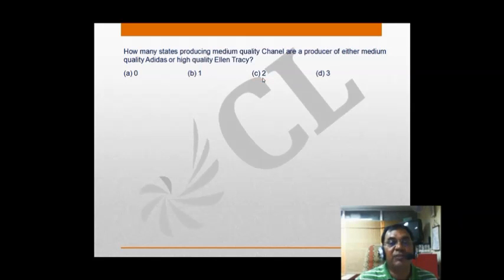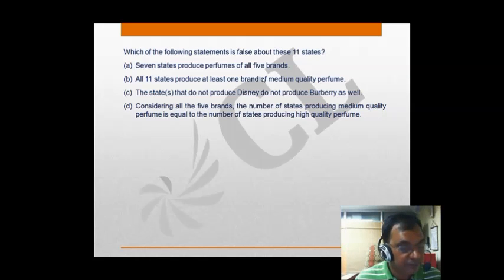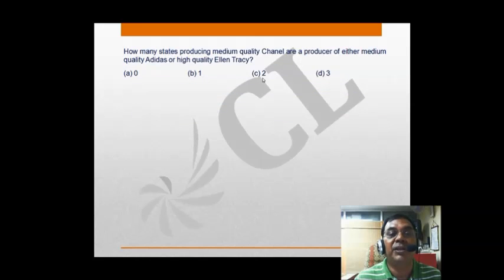So it's a simple counting question. How many states producing medium quality Chanel are producers for either medium quality Adidas or high quality Allen Tracy? Medium quality Chanel or either medium quality Adidas, high quality Allen Tracy.